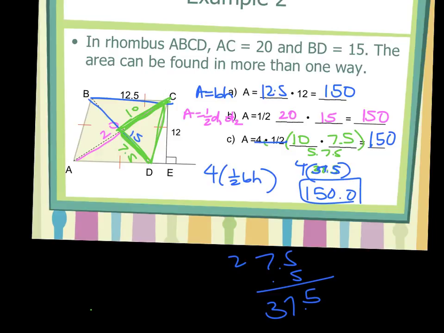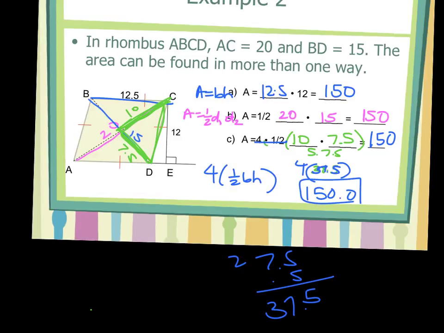So depending on what information they give you, like if they only gave you the diagonals, then I'm only going to use that formula. If they only give me the base and the height, then I'm only going to use that formula. I probably wouldn't use the 4 triangles, because you already have the diagonals. Probably easier to use the second one first, but it's also a good way to check it.